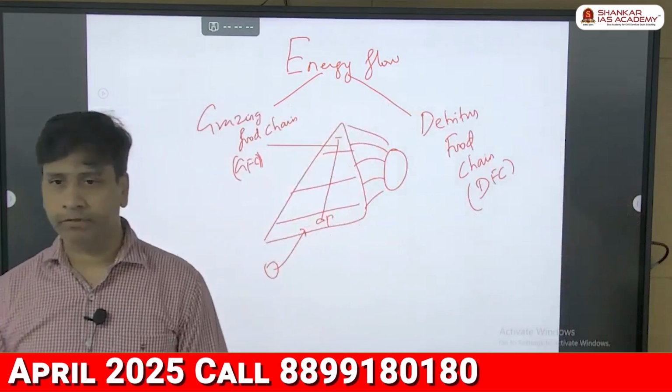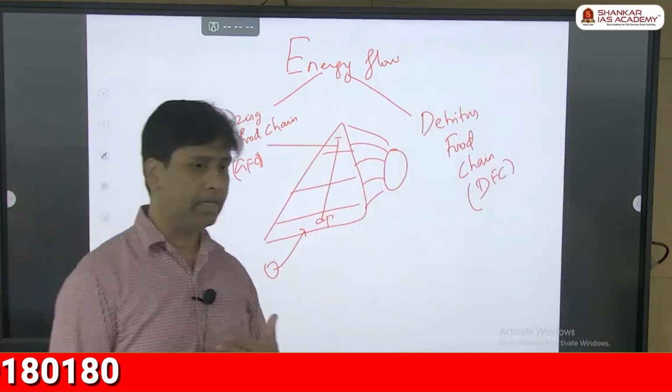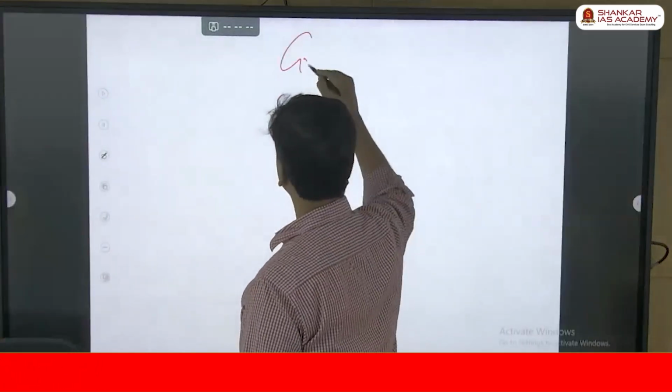Okay, it's a grazing food chain and a detritus food chain. Two food chains we need to see. So let us see a little detail about these two food chains. Let's start with the first food chain, the grazing food chain.